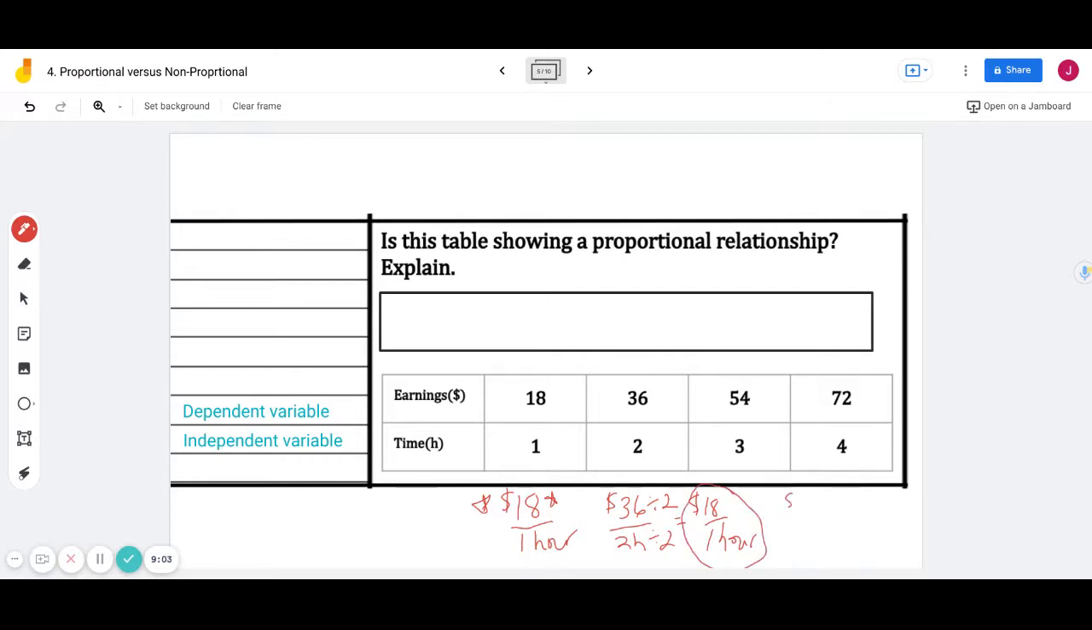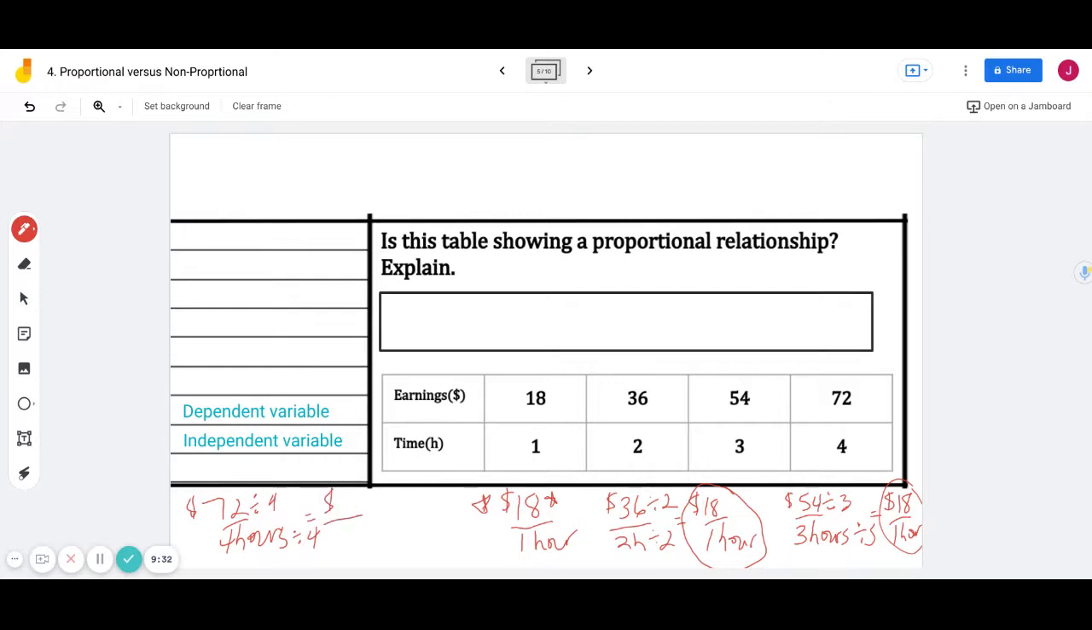So our next one is $54 for 3 hours. Divide by 3. Divide by 3. And that is also 18 for 1 hour. It's a match. So we got to test that last one. I left myself no room. I'm going to do it over here. $72 for 4 hours. Got to find the unit rate. So divide by 4. Divide by 4.